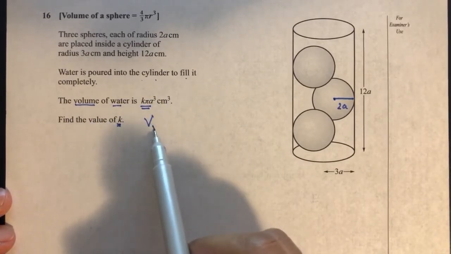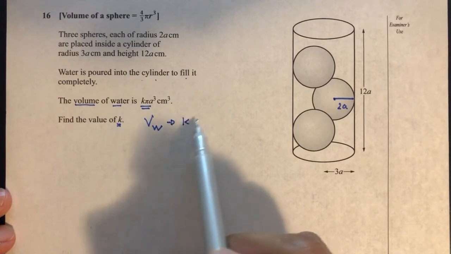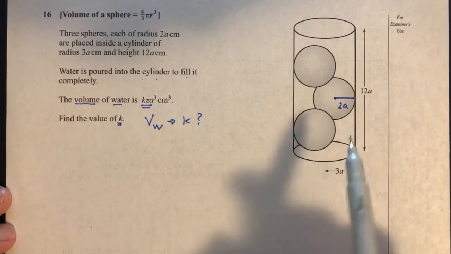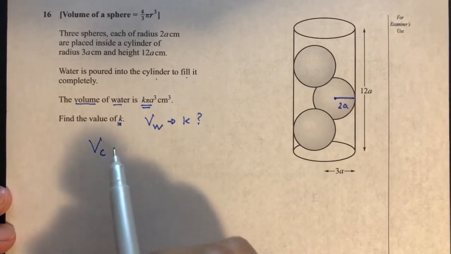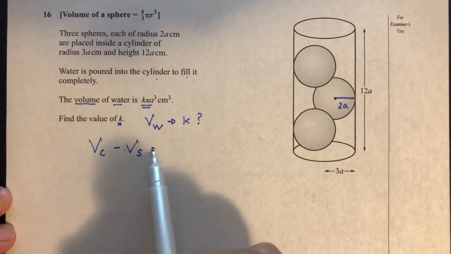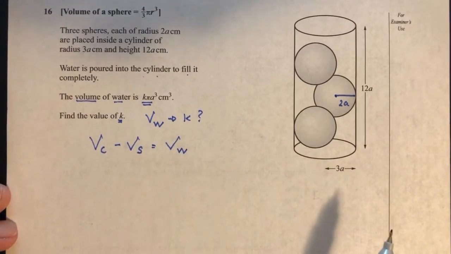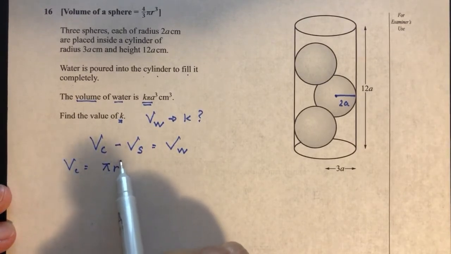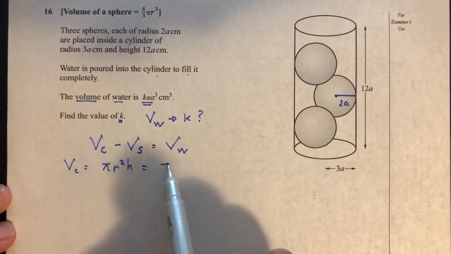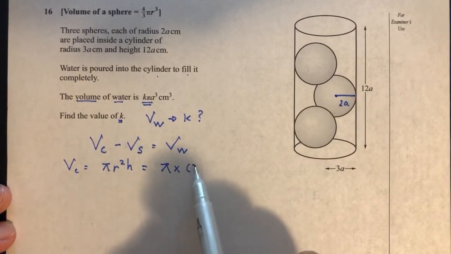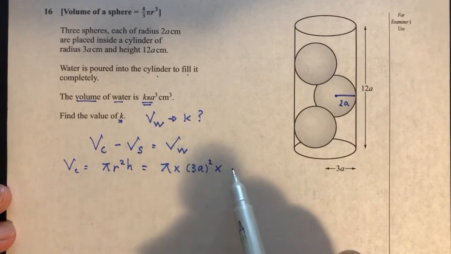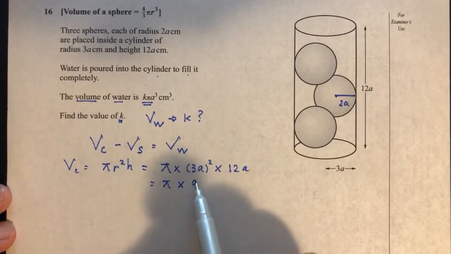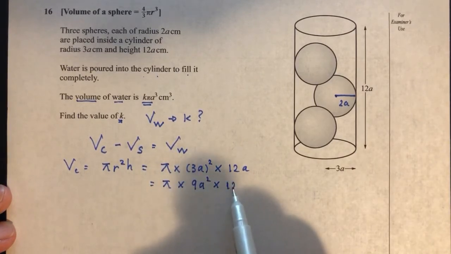So we need to find the volume of water to be able to find the value of k. How do you find the volume of water? We have to find the volume of the cylinder minus the volume of the spheres to give you the volume of water. Let's find the volume of the cylinder. We use the formula pi r squared h. Replace: pi times r squared, which is 3a squared, times h, which is 12a. Let's simplify. We have pi times 9a squared times 12a.